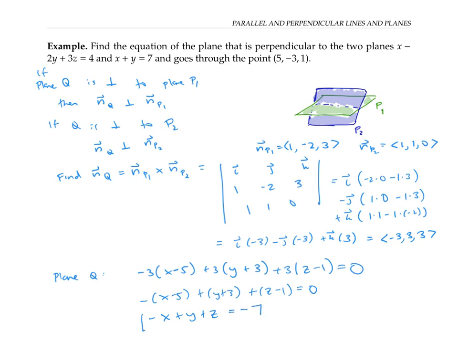I do want to mention that there are other ways to solve this problem. For example, we might have started by solving the two equations together to get an equation for the line of intersection.